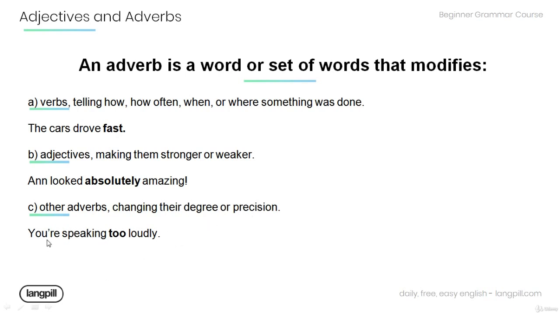C, an adverb is used to modify other adverbs, changing their degree or precision. For example, you're speaking too loudly. The adverb too describes the adverb loudly. It tells us how loud. Degree.